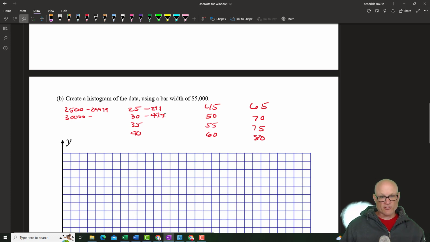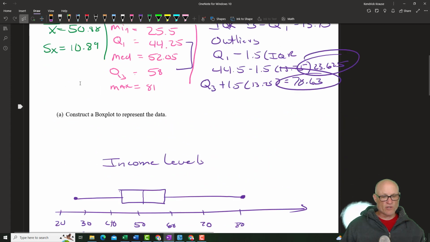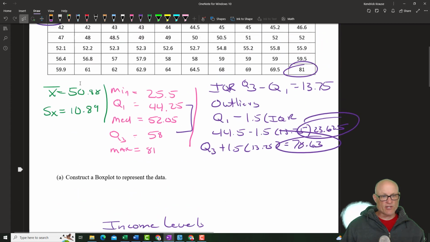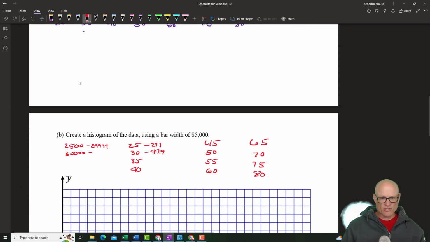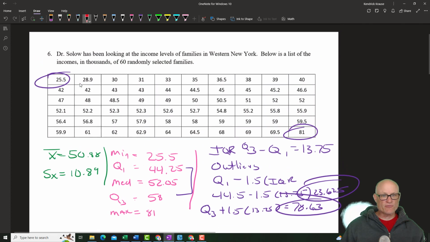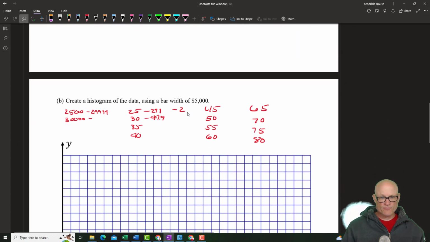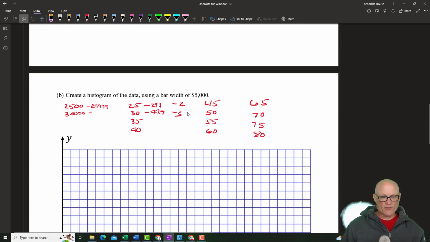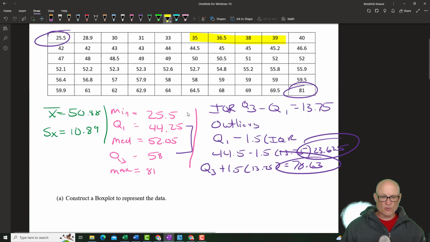So 25 to 29.99. That would be 2. 2 in this range. 30 to 34.99. So that would be 3. 35 to 39. Let's see. 35 to 39. So that'd be 4.